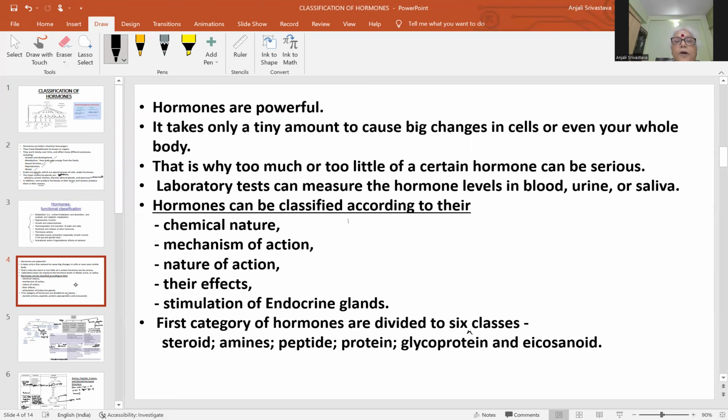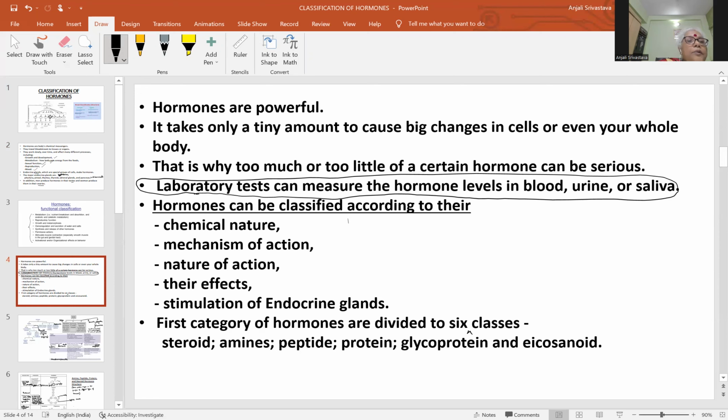The hormones are very powerful means of controlling the metabolic activities of the cell. Rather, every type of controlling mechanism of the cell, maintaining homeostasis, and all other metabolic activities, reproduction, behavior, everything. And how hormonal levels can be measured and tested, for that a lot of test methods are available. That we will see when we see the hormonal disorders, and when we look at the pathological section.